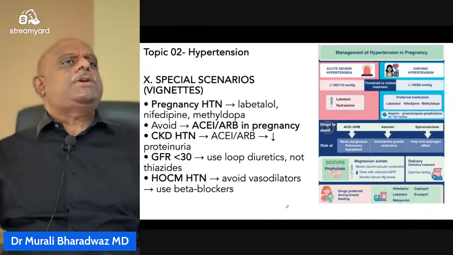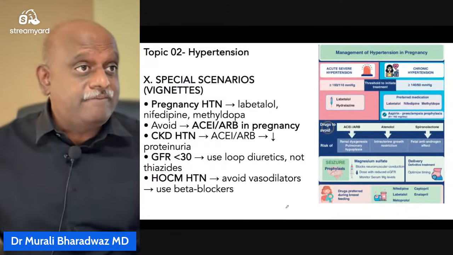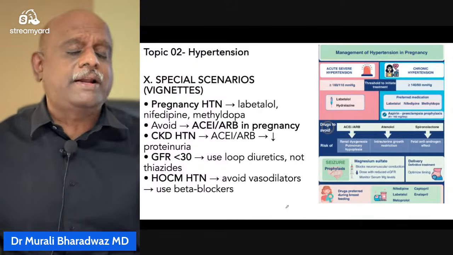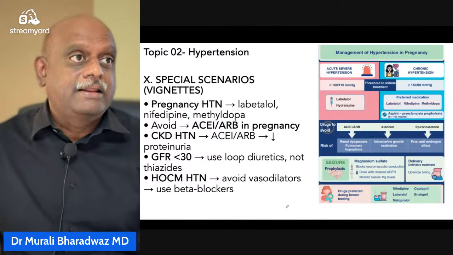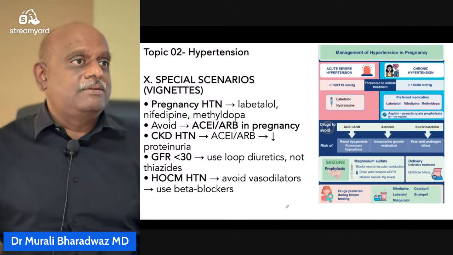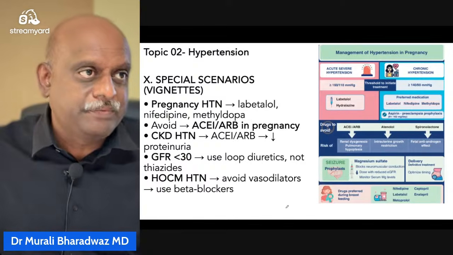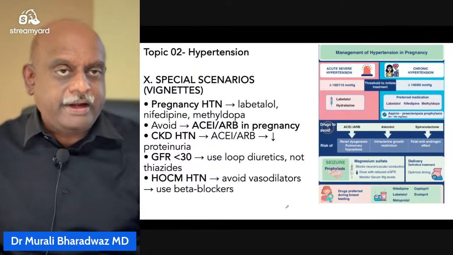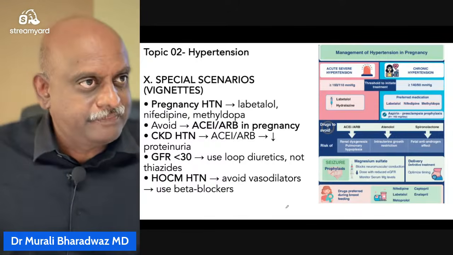Now there are some special scenarios that we need to know. A pregnant woman came with hypertension. What is the safest drug in pregnancy, doctor? Labetalol. Then you can give methyldopa, safe in pregnancy. Nifedipine, safe in pregnancy. Three drugs safe in pregnancy. ACE inhibitors and ARBs are strictly contraindicated.